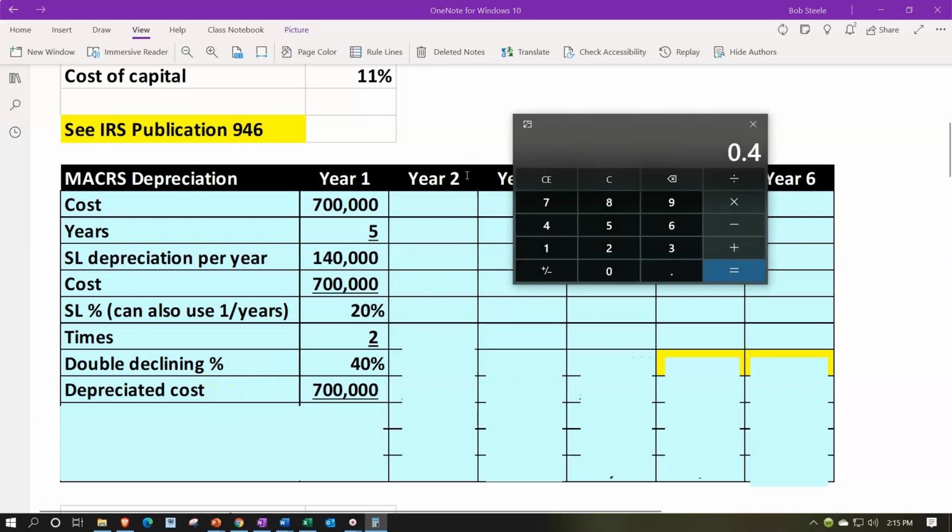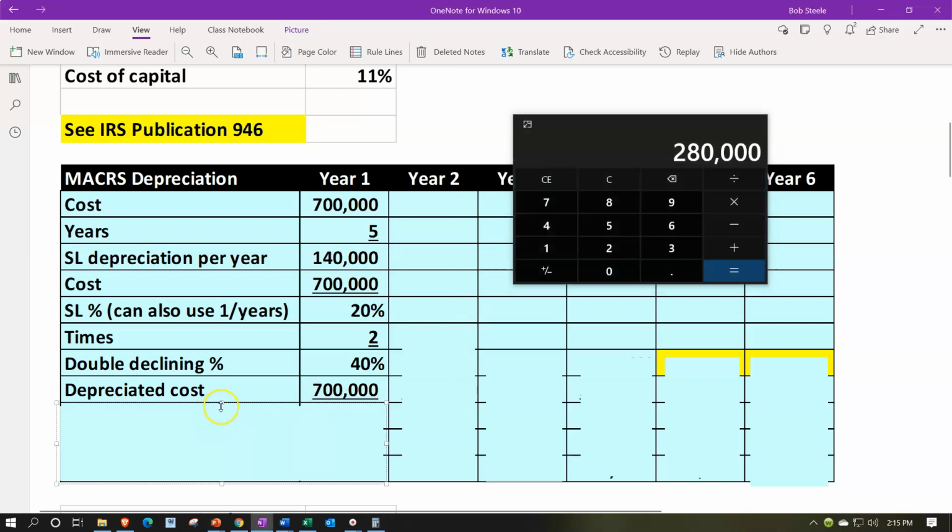Taking that 0.4, or 40%, times the 700,000 cost would then give us the 280,000. That's what the double declining amount would be for an entire year. But we assume for taxes that it was purchased in the middle of the year, even if we purchased it on January 1st. That's the half-year convention. There could be deviations to that rule. That's the general rule, however.